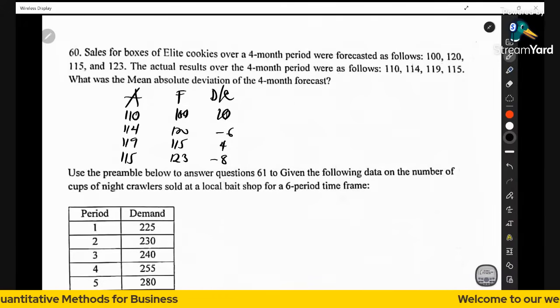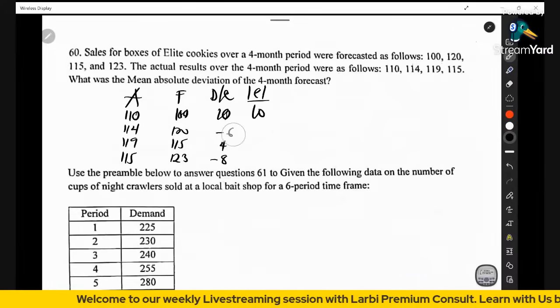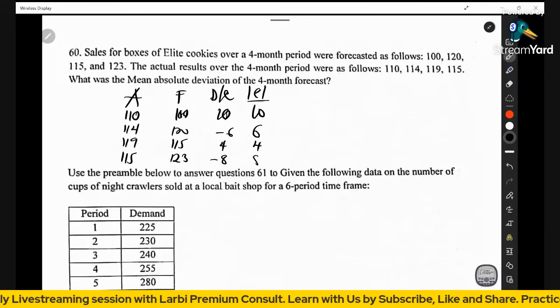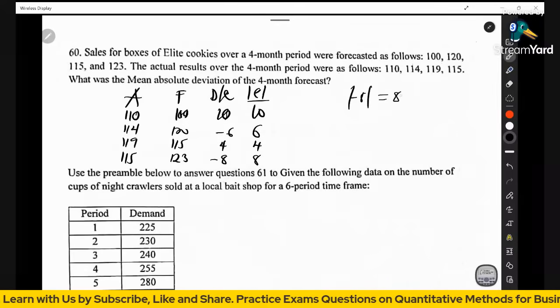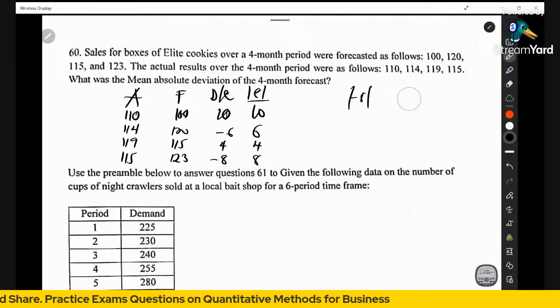error, you must find the absolute values of the error. So by absolute, you put them in bars. The absolute value of 10 is 10. The absolute value of negative 6 is 6. The absolute value of 4 is 4. The absolute value of negative 8 is 8. So if it is negative 8 and you find the absolute, you should get positive 8. If it is positive 8, you find the absolute, it should be the same, positive 8. So that is how you find the absolute.